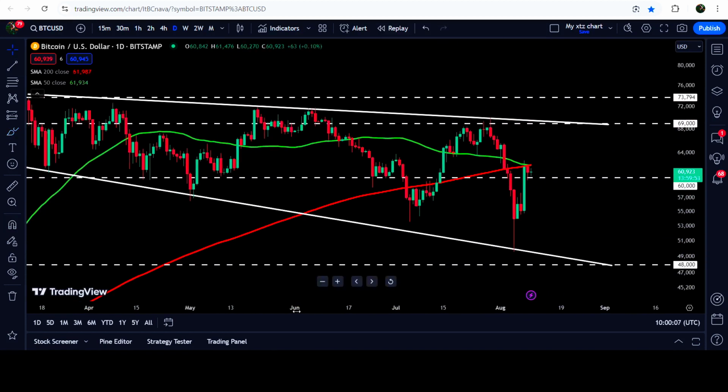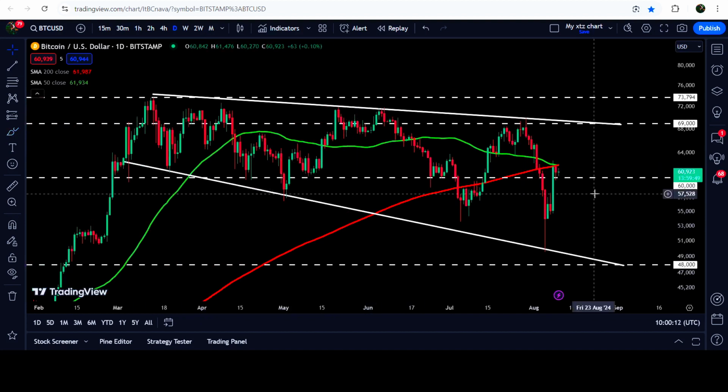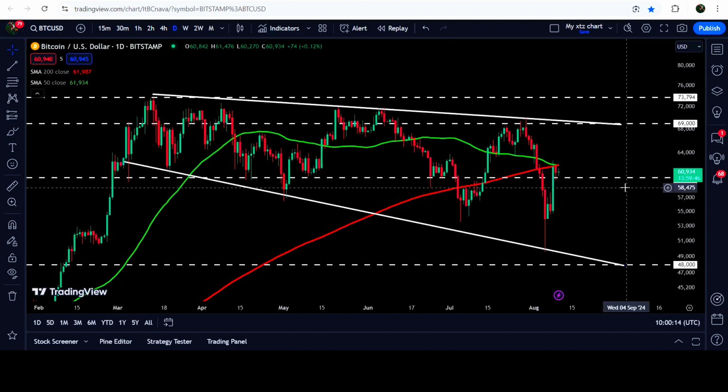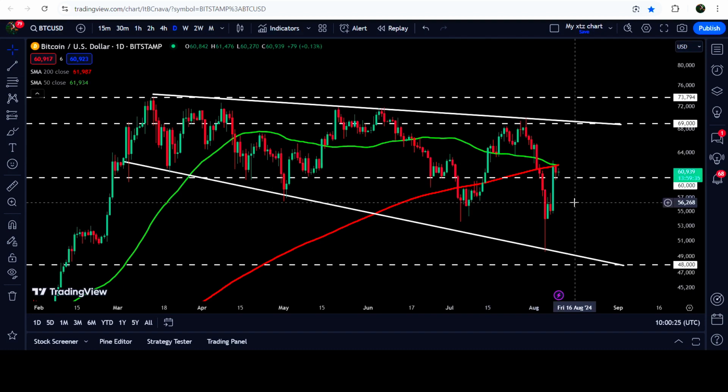By the way, after this bounce, we have broken out a very significant support that was now working as resistance. Previously, it was working as the $60,000 support, that had been working as support here and here and here. And now, again, after this breakout, it can work as a nice support.